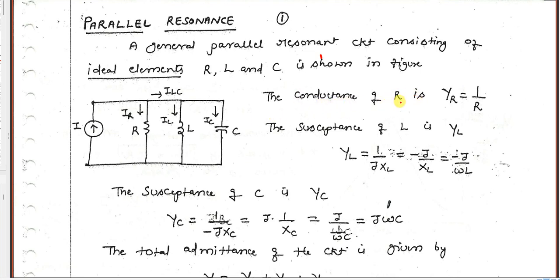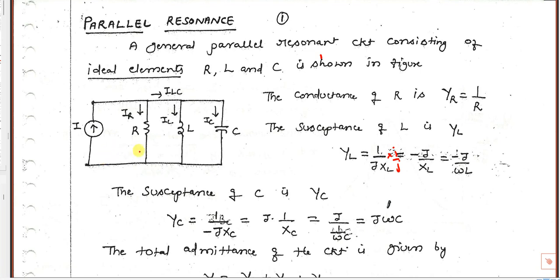The conductance of R: the reciprocal of resistance is conductance, given by 1 by R. The susceptance is the reciprocal of reactance. For the inductor, YL is equal to 1 over the reactance of the inductance, that is, 1 over j omega L. If you multiply the numerator and denominator by j, then j square is minus 1, so we get minus j by omega L.